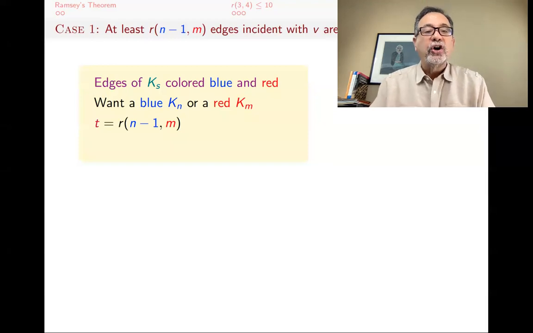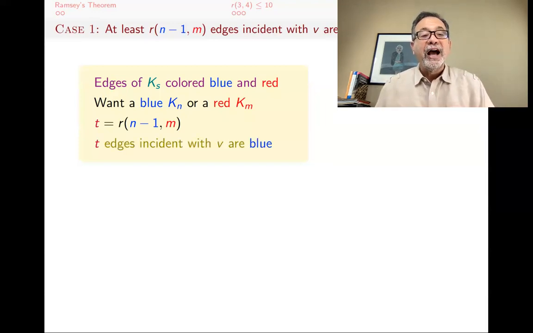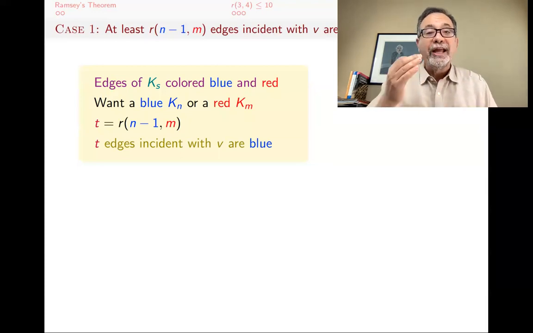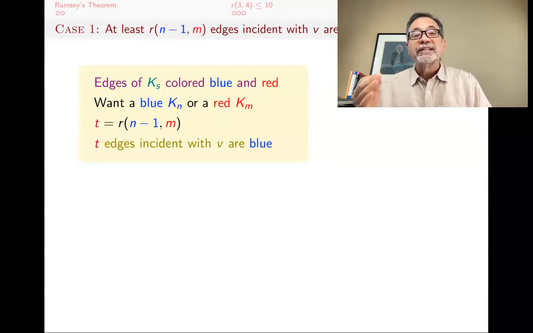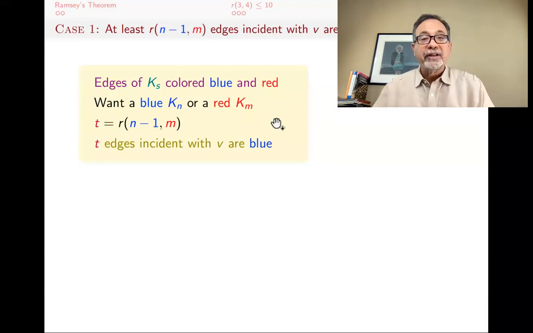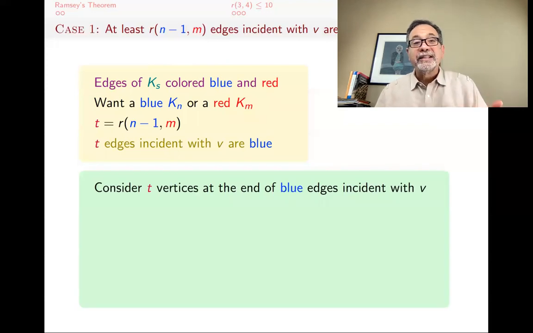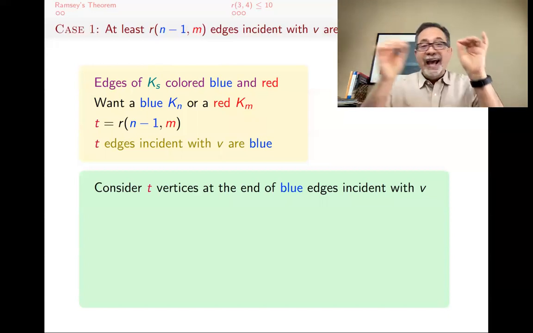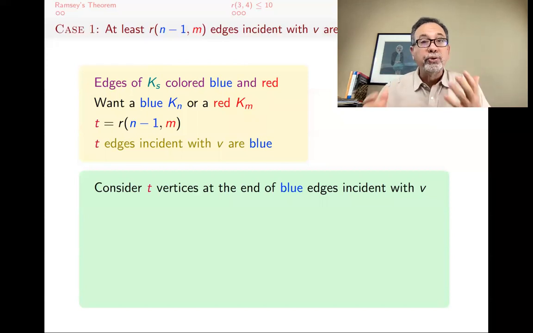Whatever R(n minus 1, m) is, I'm assuming that number exists, and I'm going to call it T. And I'm in the case where at least T edges incident with V are blue. That was our case one: at least R(n minus 1, m) edges incident with V are blue, and I'm giving that number a name, T. So I know that T edges coming out of V are blue. Well, consider the T vertices at the other end of those blue edges. So now I've got T vertices hanging out there, all connected to V by blue edges.